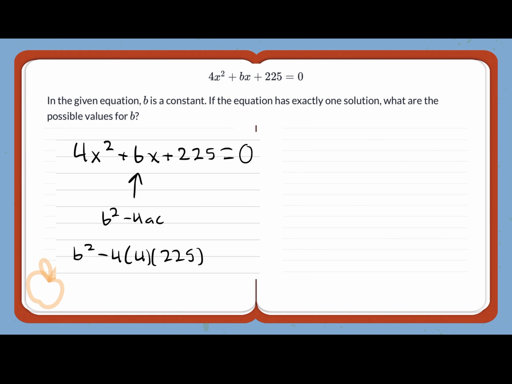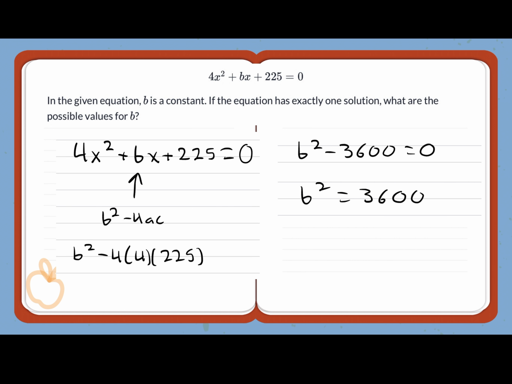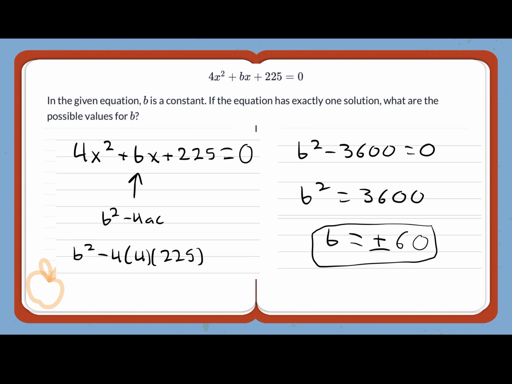So we just plug in all the numbers here into the variables, and once you simplify it out, you can set it equal to 0. And then once you solve for b, you get plus or minus 60 because negative 60 squared is also positive 3,600. That's why it is plus and minus 60.